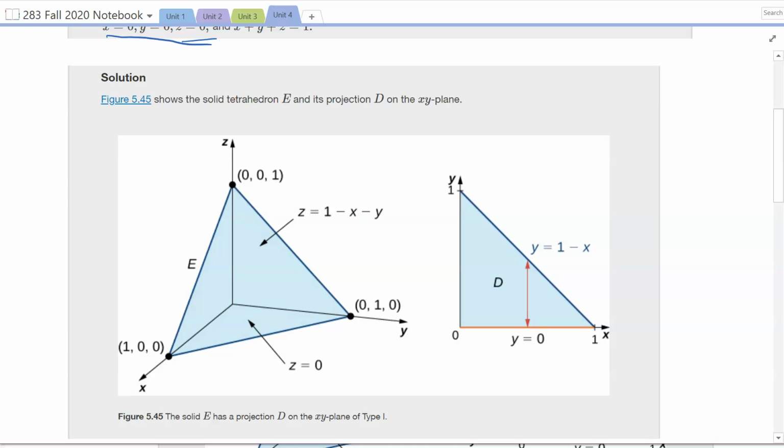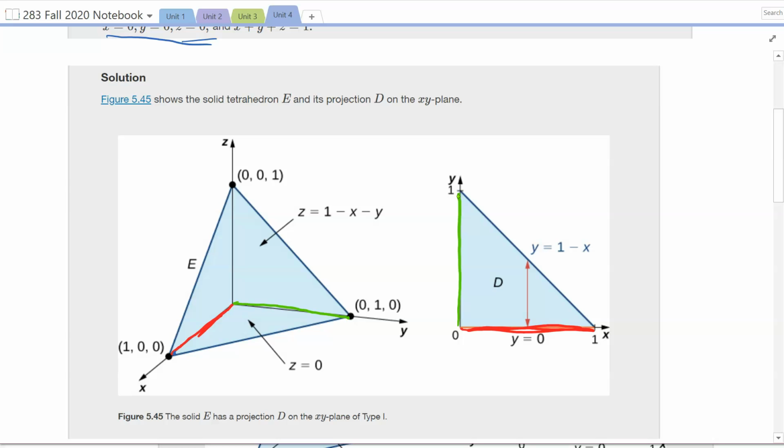Now it's pretty clear in the figure that the projection of the solid onto the xy plane is going to be this triangle here. Let me just outline that in a different color. One thing I want to point out is that this side that I'm coloring in red corresponds to this side over here, which is along the x-axis, and this side that I'm doing in green is along the y-axis.